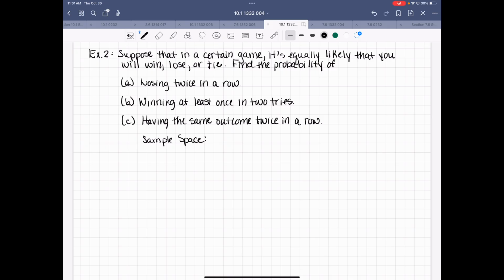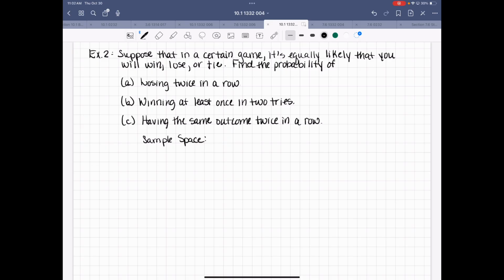The first time you play the game, you can win, lose, or tie. The second time you play the game, they give you an L, W, or T, and they go, okay, hit it again. And you hit it again, and you either get an L, W, or T. That's what this scenario is about. So in that sample space, you need to write out all the possible combinations you could get.